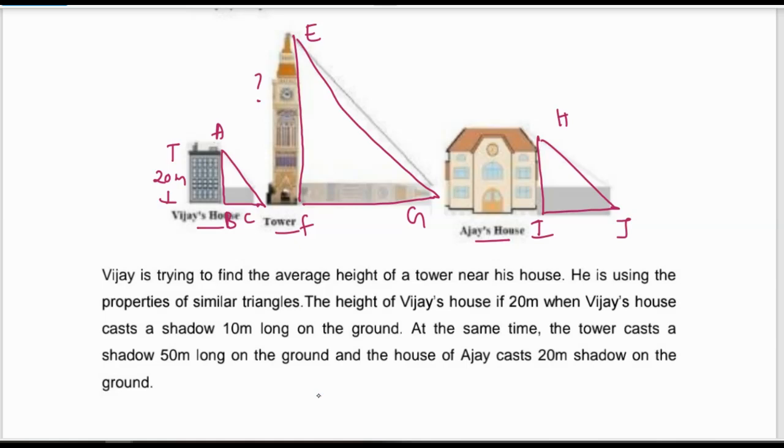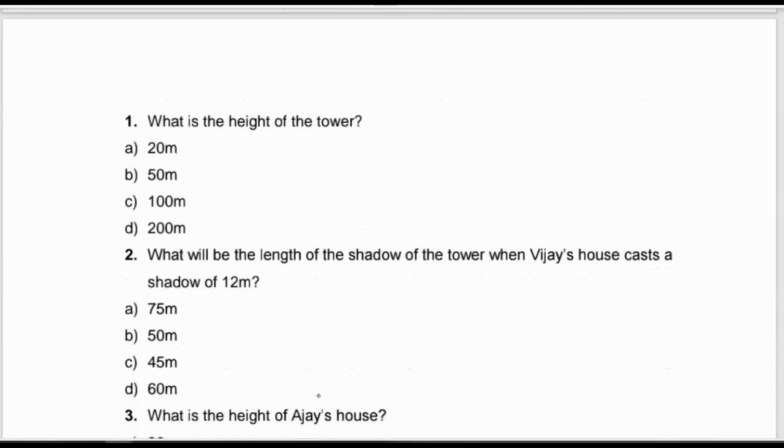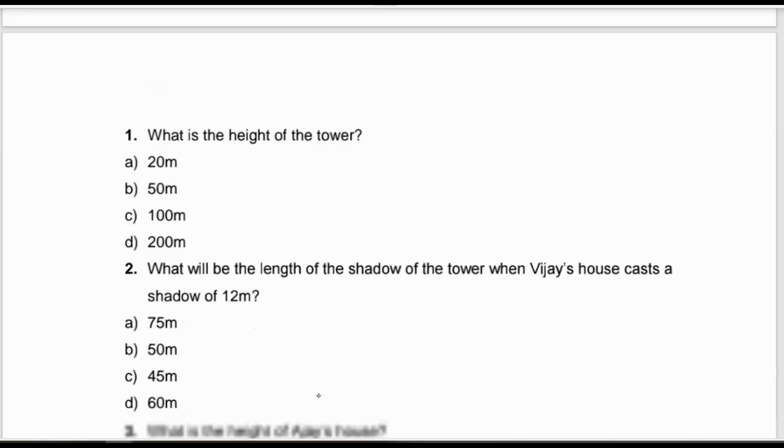Then, when Vijay's house casts a shadow of 10 meters, so the shadow which is formed here, that is BC, will be 10 meters. Then at the same time, the tower casts a shadow of 50 meters, and on the ground Ajay's house casts a 20-meter shadow. Now they have asked some questions to solve. What is the height of the tower? We have to first find the height of the tower.